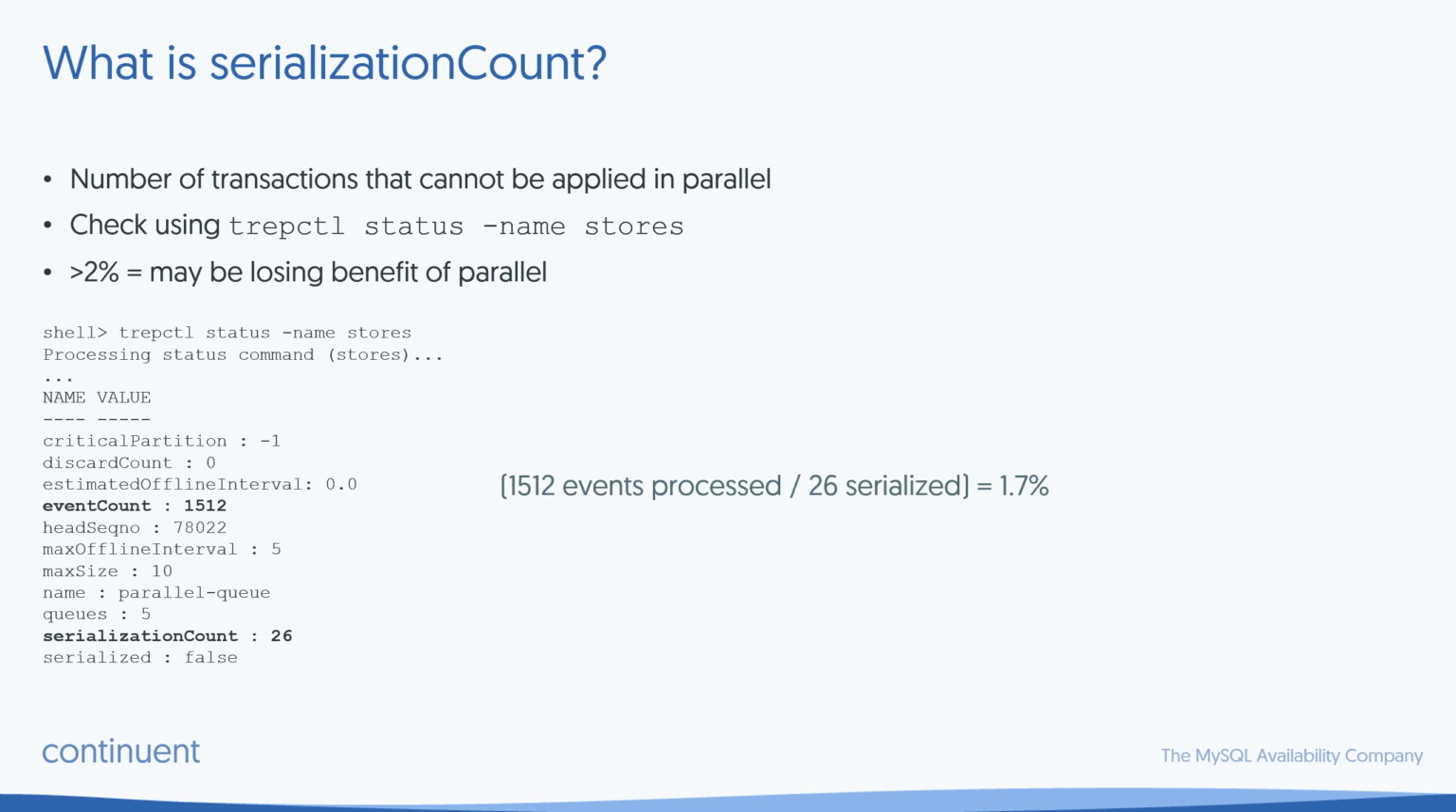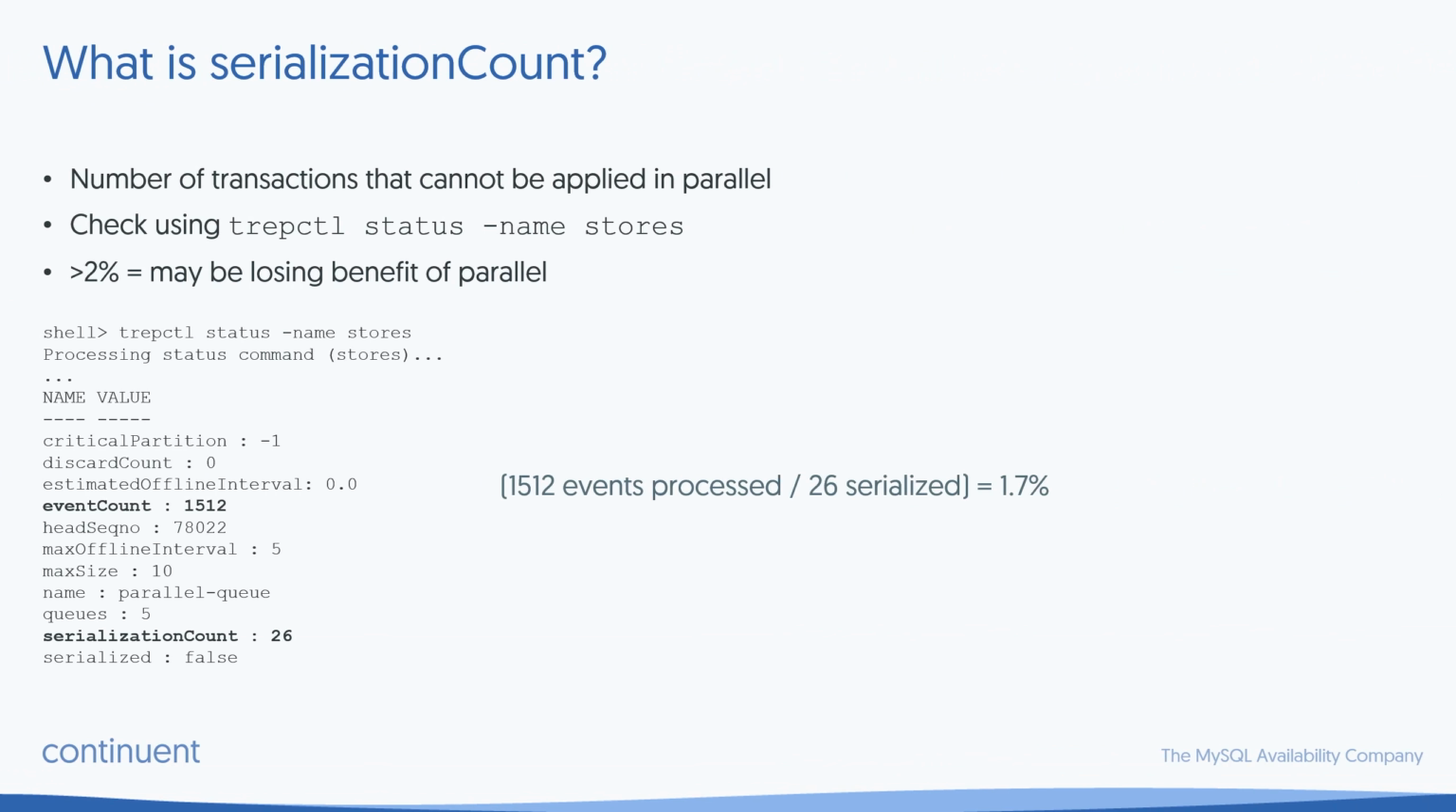So you can issue the trepctl status -name stores option as shown here on the screen, and that will give you an output similar to the example here. This example shows that the replicator has processed 1,512 events, that's the value of event count, and of those 26 were serialized, that's the value of the serialization count. Calculate that as a percentage and it shows 1.7% of transactions in this example were serialized.